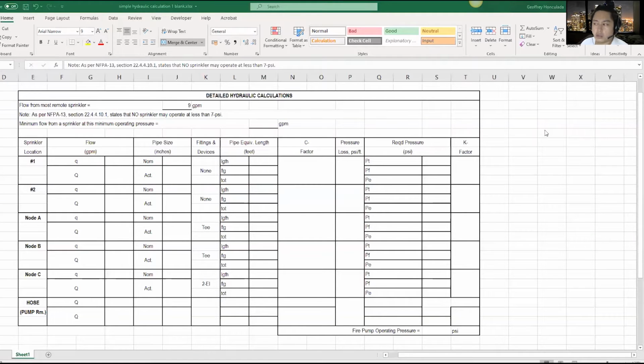Now, it means to say that every minute, the most remote sprinkler has to discharge just 9 gallons. However, there's a note here from NFPA, which is also placed in the table already: per NFPA 13, no sprinkler may operate at less than 7 psi. So we have to satisfy this note, and our sprinkler must be at 7 psi.